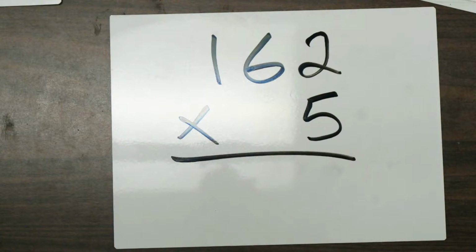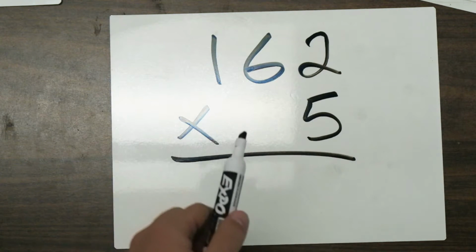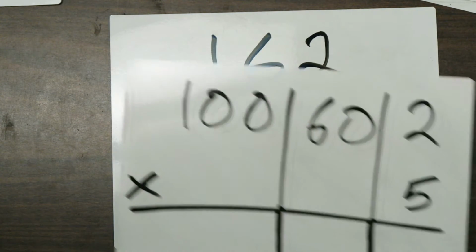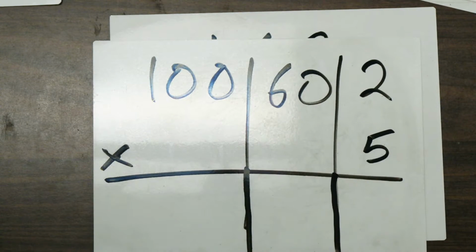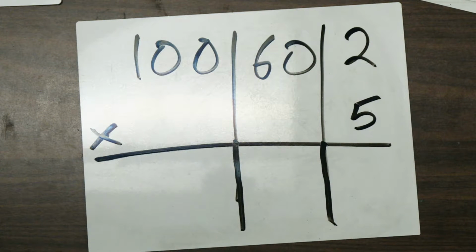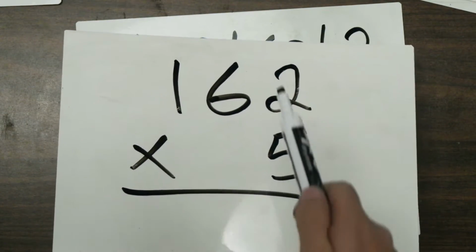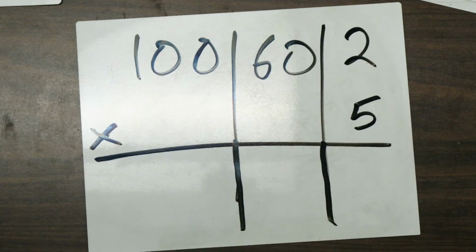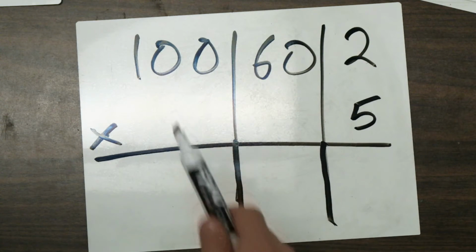We can also use expanded form when multiplying. So instead of setting up our problem using the traditional algorithm, 162 times 5, we can break it down into place value, 100 and 60 and 2 times 5. Solving it this way helps break down what I'm actually doing with each of the place values. Here, I might think that I'm multiplying 5 times 2, 5 times 6, and 5 times 1, but what I'm actually doing is I'm multiplying 5 times 2, 5 times 60, and 5 times 100.